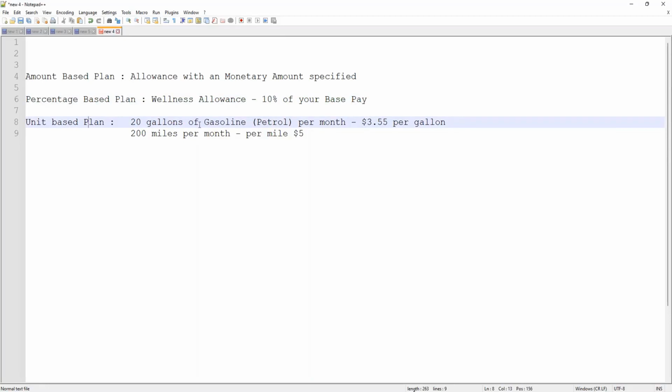And then the payroll team will know that this employee gets 20 gallons of gas per month. So 20 gallons this month at $3.5 is $70, so I'll give him $70.